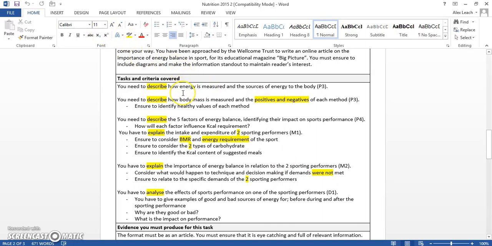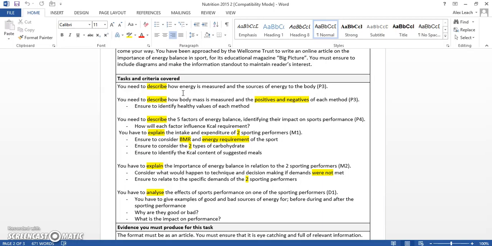So, first point, you need to describe how energy is measured and the sources of energy to the body. That's easy enough. Three sources of energy to the body are the three macronutrients, so carbohydrates, protein, fat. And then just say how many kilocalories there are per gram. So, for example, 1 gram of fat equals 9 kilocalories.